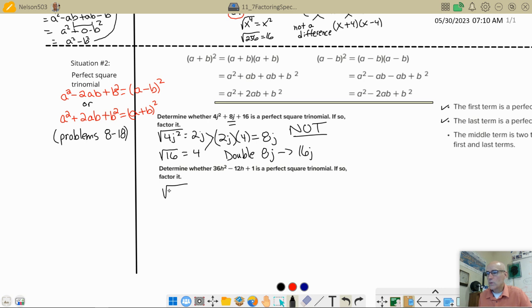So we take the square root of 36h squared, that's 6h, and you take the square root of 1, well, that's definitely 1. Now if we multiply those two together, 6h times 1, I know that's ridiculous to say, but you multiply anything by 1, you get the same thing, right? Now let's double it. I'm going to write a little different than I did up above. And I get 12h, right? Oh, look at that. It's the middle term.